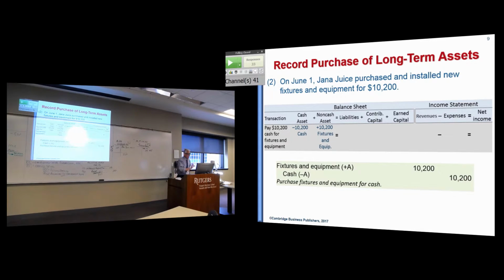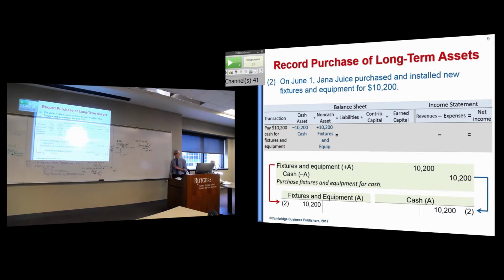Now remember, this does not change the total assets of the company, it just changes the composition of what we're holding as assets. Doesn't change your wealth, doesn't change your equity, not a revenue, not an expense. So again, it's just like converting cash to a car for personal use, right? Cash to a laptop computer. It just takes one of your assets and converts it to a productive asset.